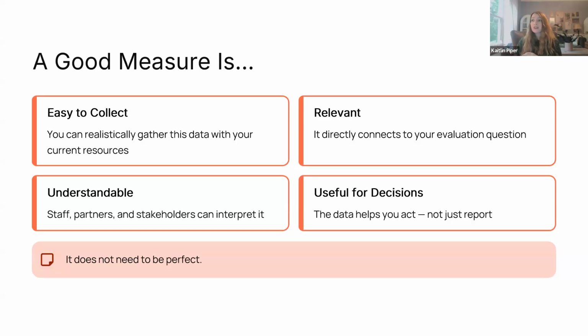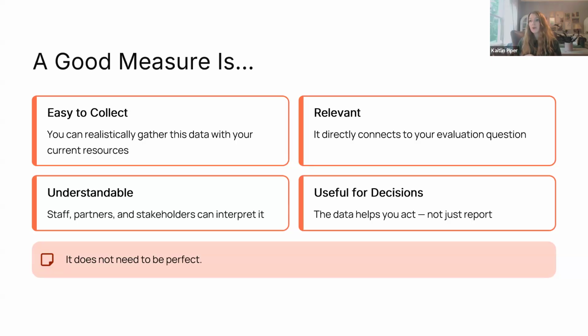Second, it should be relevant. The measure should directly connect to the question you're trying to answer. Third, it should be understandable. If you share the results with staff, participants, board members, or funders, they should be able to easily understand what the measure means. And then finally, a good measure should be useful for decision making.